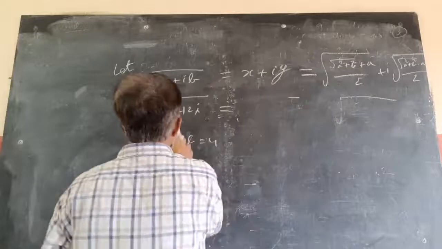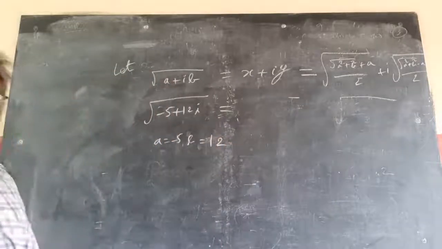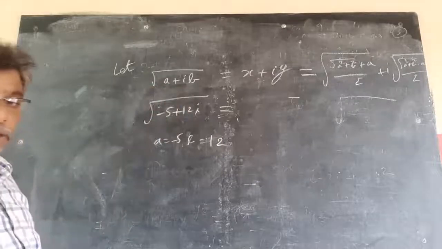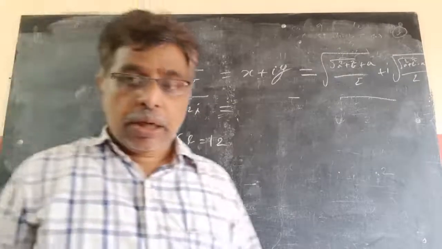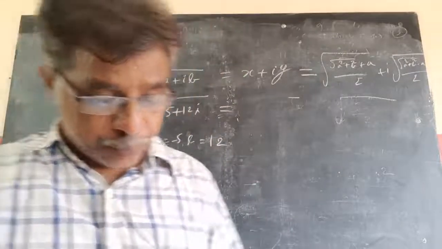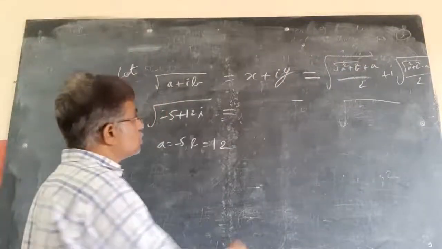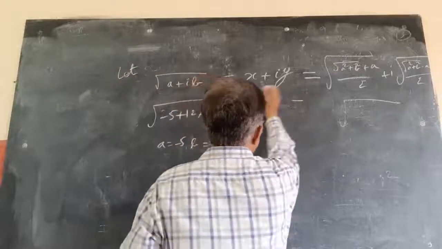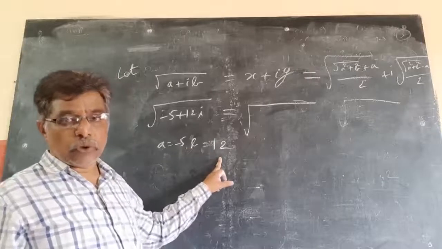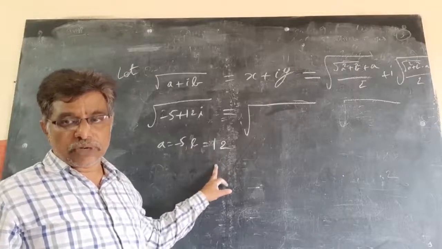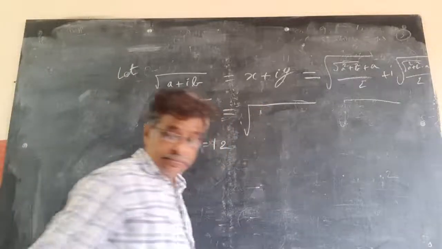Now a becomes minus 5, b becomes 12. Follow the same procedure. So what does it become? Root of 5 square, 25, plus 144. 25 plus 144 is 169. Root of 169 is how much? 13.